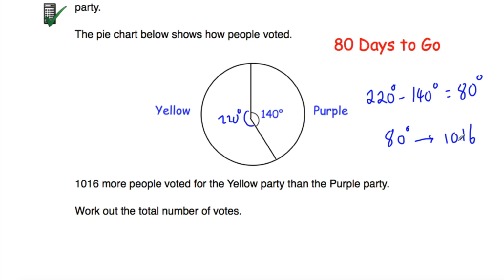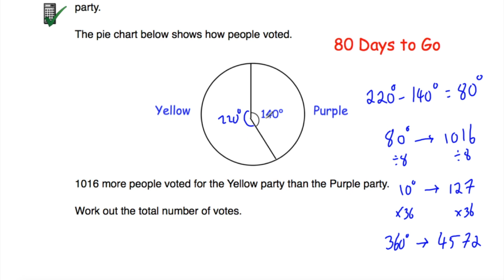So if 80 degrees represents 1,016 people, we want to find the total number of votes. We want to find out what 360 is. So I'm going to divide both of these by 8. So if I divide by 8 and divide by 8, I can find out how many people are represented by 10 degrees in my pie chart. So 1,016 divided by 8 is equal to 127. And then if we multiply by 36 and multiply by 36, we can see what 360 represents in our pie chart. So 127 multiplied by 36 is equal to 4,572. So that means the pie chart represents 4,572 people, or votes in this case.